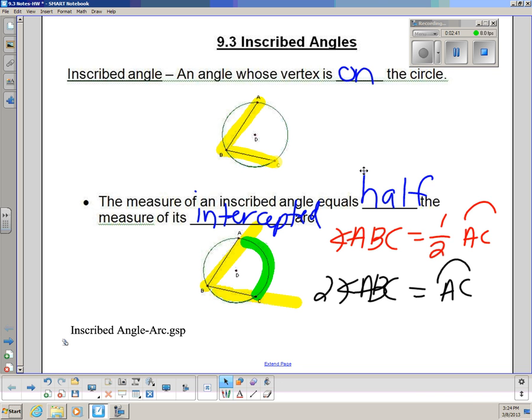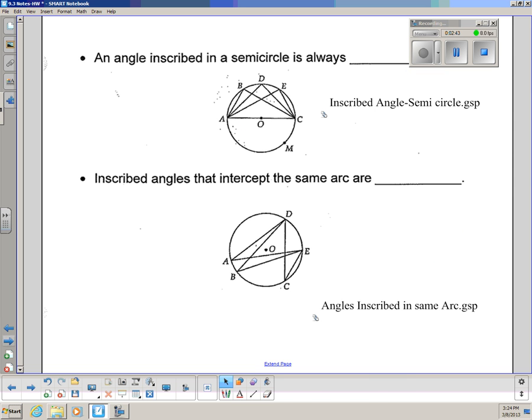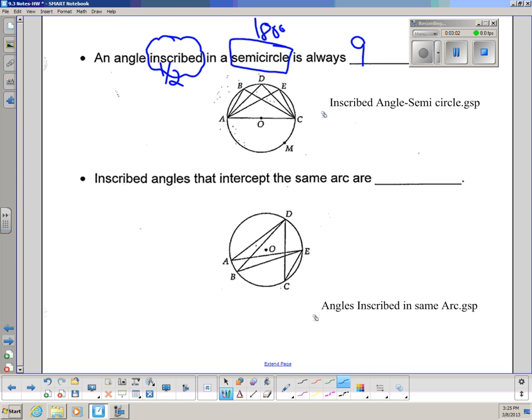Okay, so then we take a look at the next one. The word inscribed should always make you think of half. A semicircle, hopefully you realize, is 180 degrees. Well, this should be pretty intuitive. If you're an angle inscribed in a semicircle, if you are 1/2 of 180, then you're always going to be 90 degrees. We'll take a quick look at that.